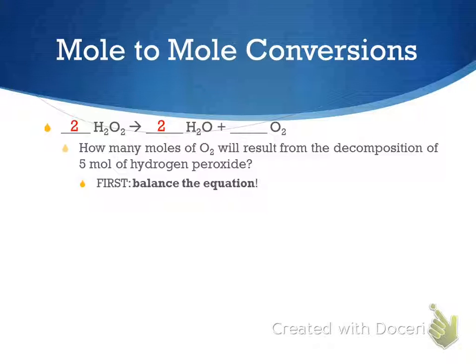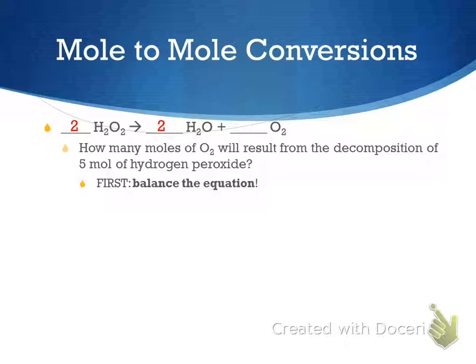I went ahead and balanced it for you. So it's 2H2O2 yields 2H2O plus oxygen. Does anyone know what H2O2 is? Yeah, hydrogen peroxide, the stuff you put on cuts and scrapes. And what type of reaction is this? Decomposition, good. How many moles of oxygen gas will result from the decomposition of 5 moles of hydrogen peroxide?